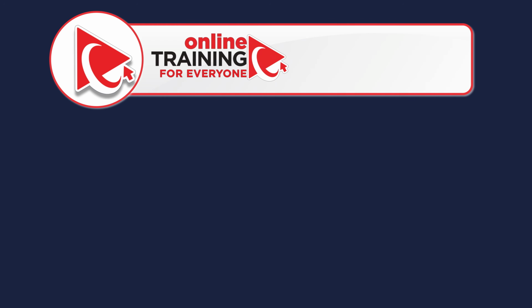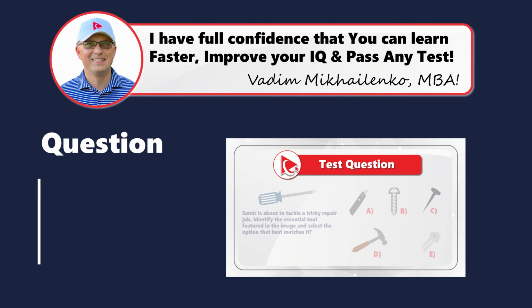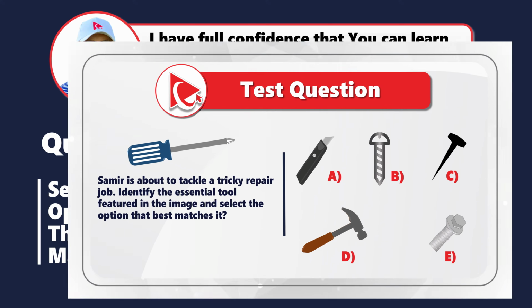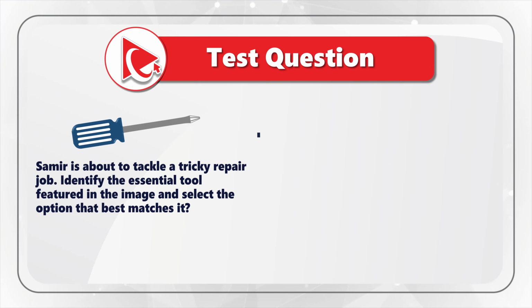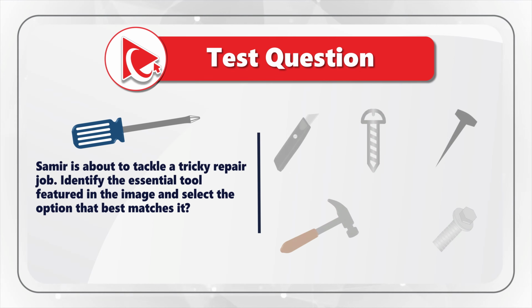On my end, I am moving forward to share with you my version of the solution. And obviously, if you have a better way to solve this, as usual, please post in comments. I believe you probably recognize the tool shown. It is a screwdriver. But this is only the first step. In the second step, we need to identify all other tools shown and determine their relationship with the screwdriver.